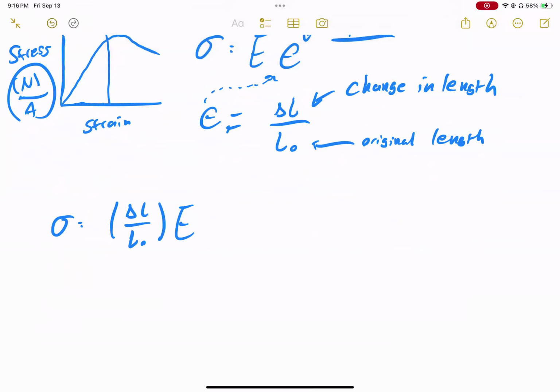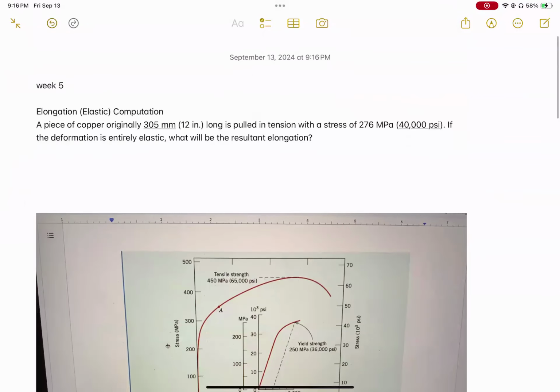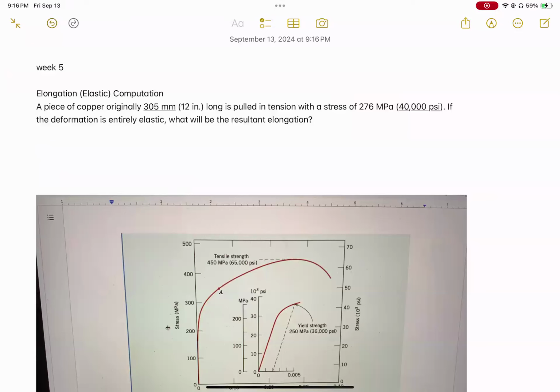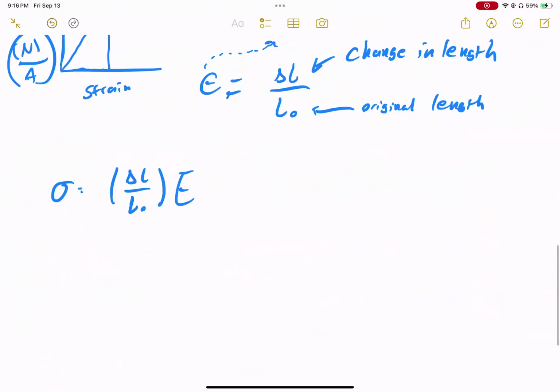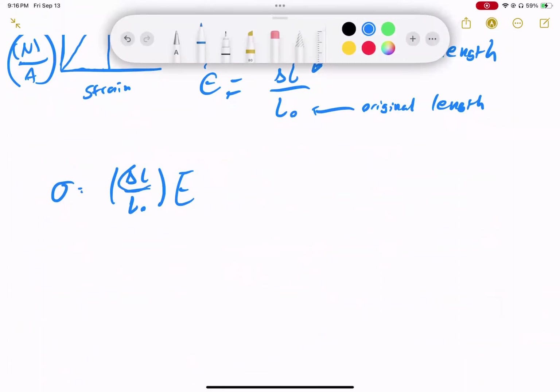Because if you go back to the question, it's asking us if the deformation is entirely elastic, what will be the resultant elongation? Elongation refers to the change in length, which is what this delta L represents. So this represents elongation. Let's do some algebra to figure out what will be the formula that we use to get that.